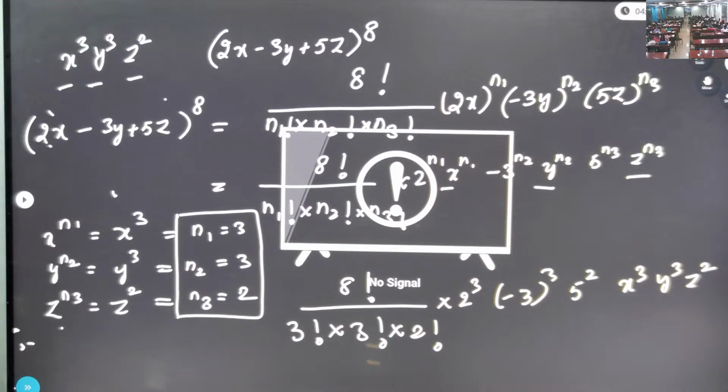Is that clear? You have to substitute the values into x1, x2, x3, that is n1, n2, n3. Those values you need to substitute, then you will get your answer. That is our solution.